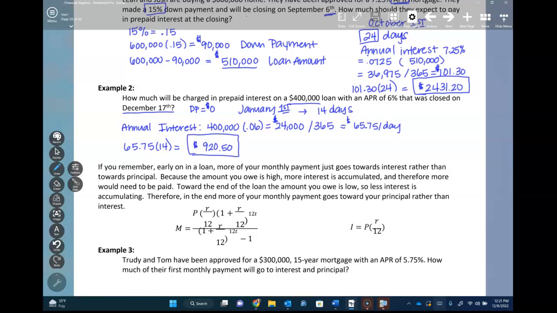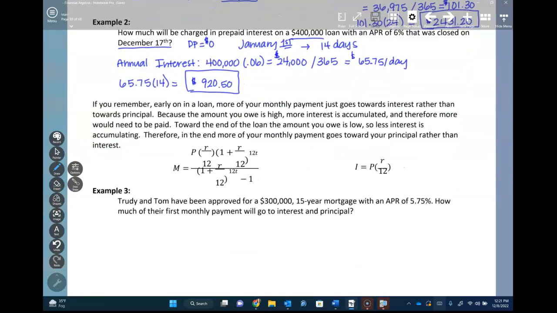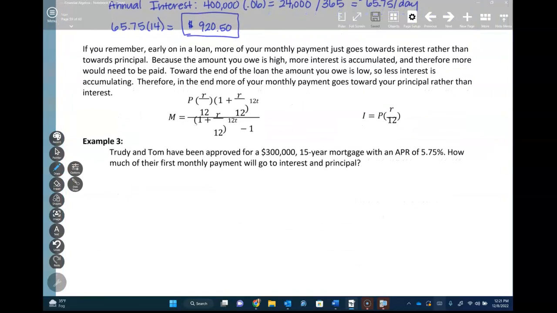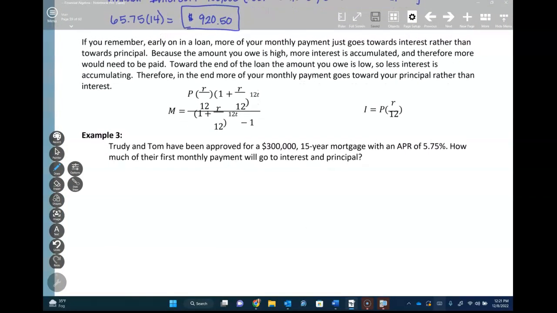Okay? That's how you find prepaid interest. That's part of your home loan when you buy it, or your closing costs. So that's before your first month's payment. If you remember, early on in a loan, more of your monthly payment just goes towards interest rather than towards principal. We have talked about this, but it's been a while. Because the amount you owe is high, more interest is accumulated, and therefore more would need to be paid. Toward the end of the loan, the amount you owe is low, so less interest is accumulated. Therefore, in the end, more of your monthly payment goes towards your principal rather than your interest.